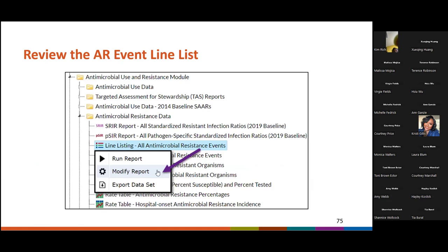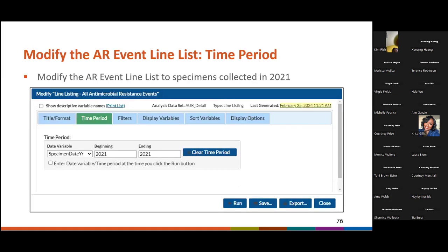In NHSN, we can run a line list report to gather more information on these 19 AR events. Click Analysis, go to Reports, and then in the Antimicrobial Use and Resistance module folder, click the Antimicrobial Resistance Data folder. Select a report line listing all antimicrobial resistance events and choose Modify Report to customize your line list. To filter the data by time period, choose the Time Period tab at the top of the modification screen. To display data for 2021, select specimen date year with a beginning date of 2021 and an ending date of 2021.